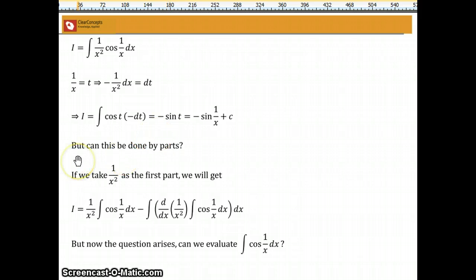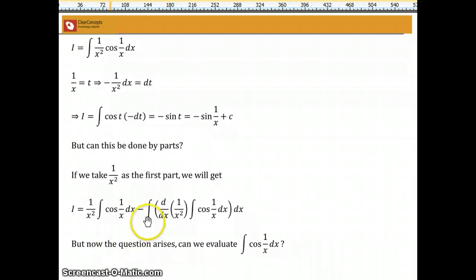The question you asked was, can this be done by parts? So we have a couple of options. The first is we take 1 by x squared as the first part, and the second is we take cos 1 by x as the first part. So let's take 1 by x squared as the first part, and you get 1 by x squared integral cos 1 by x dx minus integral of d by dx 1 by x squared integral cos 1 by x dx dx. This is just by parts, implementing that.